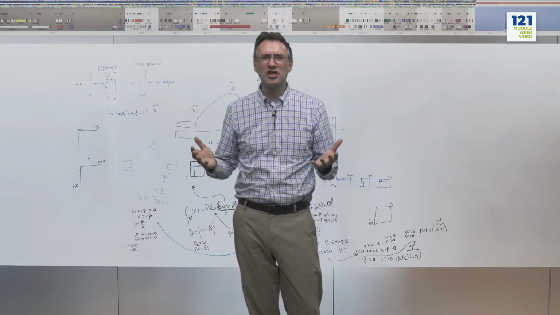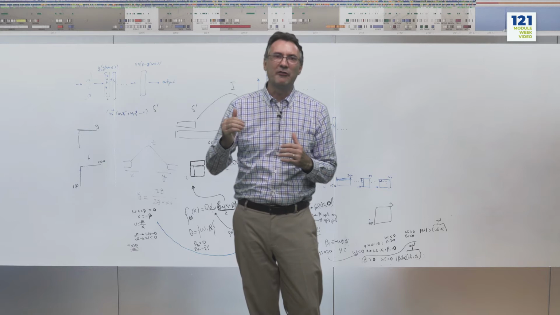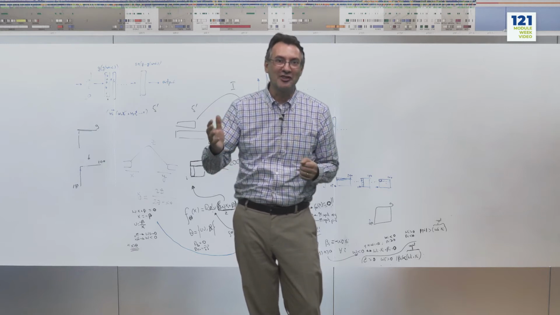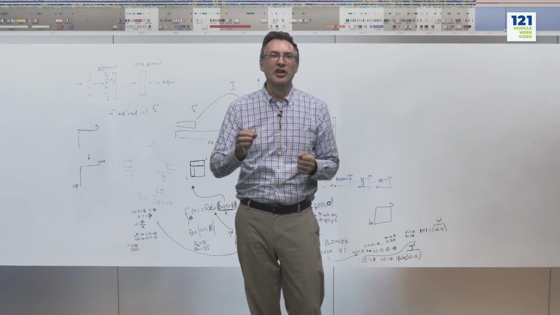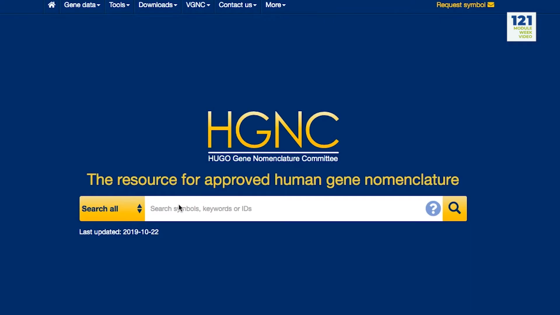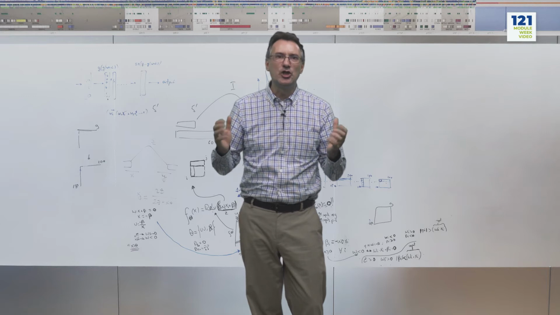But where do all the gene names come from? And is there a place where we can find them? Of course, the answer to this important question is yes. And the place of reference is the HUGO Committee database. HUGO is the Human Genome Organization. Why do we need HUGO?